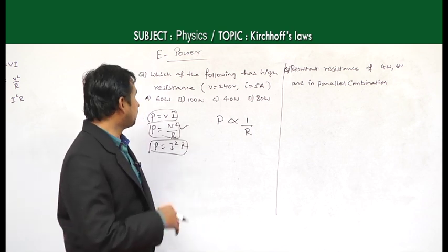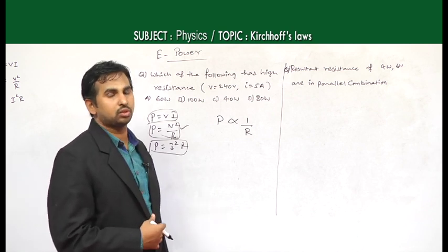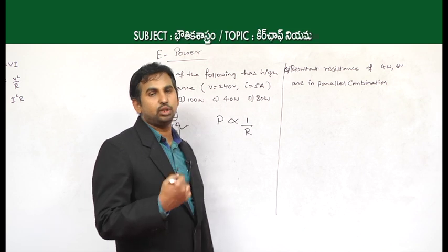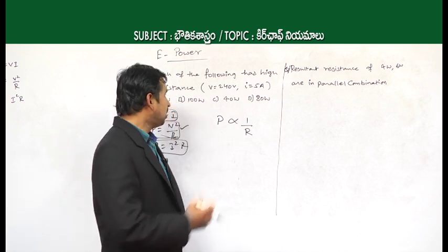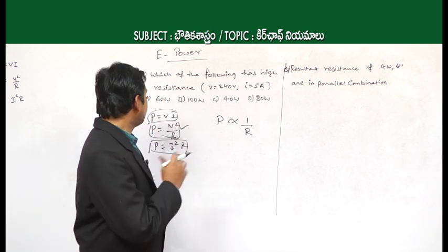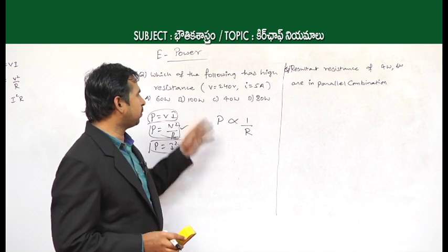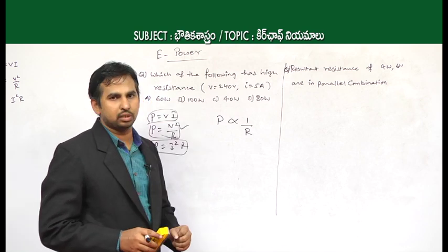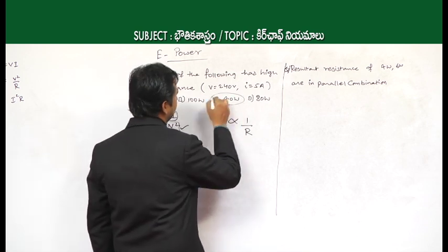Of the given options, as we need the highest resistance, which is the maximum resistance, the R value needs to be more. That is why the power we have to take should be less. Of the given options 60, 100, 40 and 80, the least power is 40 watts. So the correct option is 40 watts.